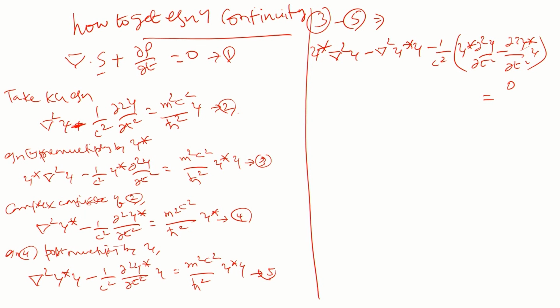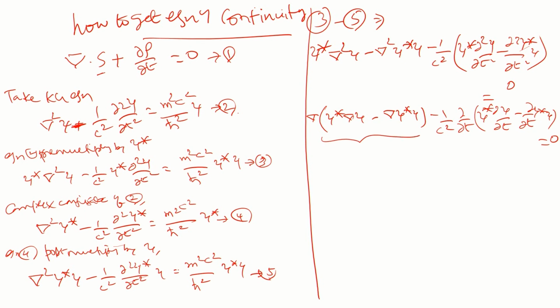Again here, first ∇², here also ∇², I am taking ∇ outside. So ∇ · (ψ* ∇ψ − ∇ψ* ψ) − (1/c²), I am taking ∂/∂t outside, so ∂/∂t (ψ* ∂ψ/∂t − ∂ψ*/∂t ψ) equal to 0. Again this term is called the current density S. So it is ∇ · S.